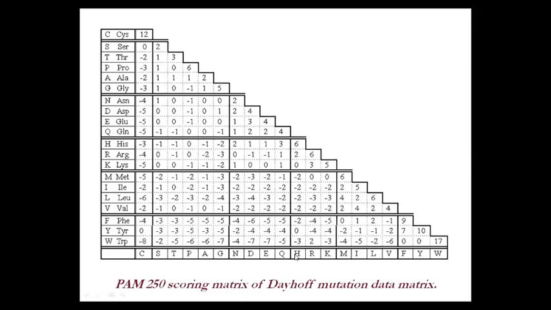So as I say, for protein sequence alignment, we usually use some standard matrices like PAM or BLOSUM. This is one example of the PAM 250 scoring matrix of Dayhoff. It was already explained to you. I will not discuss it today.